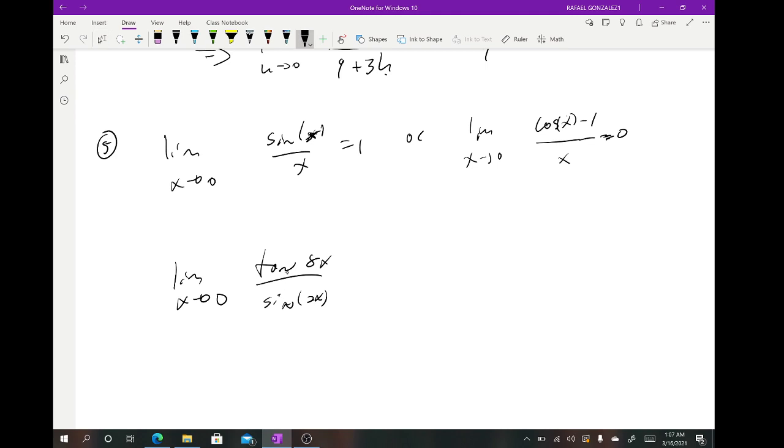Okay, so remember, tangent is the same thing as sine over cosine, so you could rewrite this top piece as the limit as x goes to 0 of sine of 8x divided by cosine of 8x, all divided by sine of 2x. Now, you will have to rewrite the sine of 2x, and you will have to be clever about rewriting this 8x on the inside.